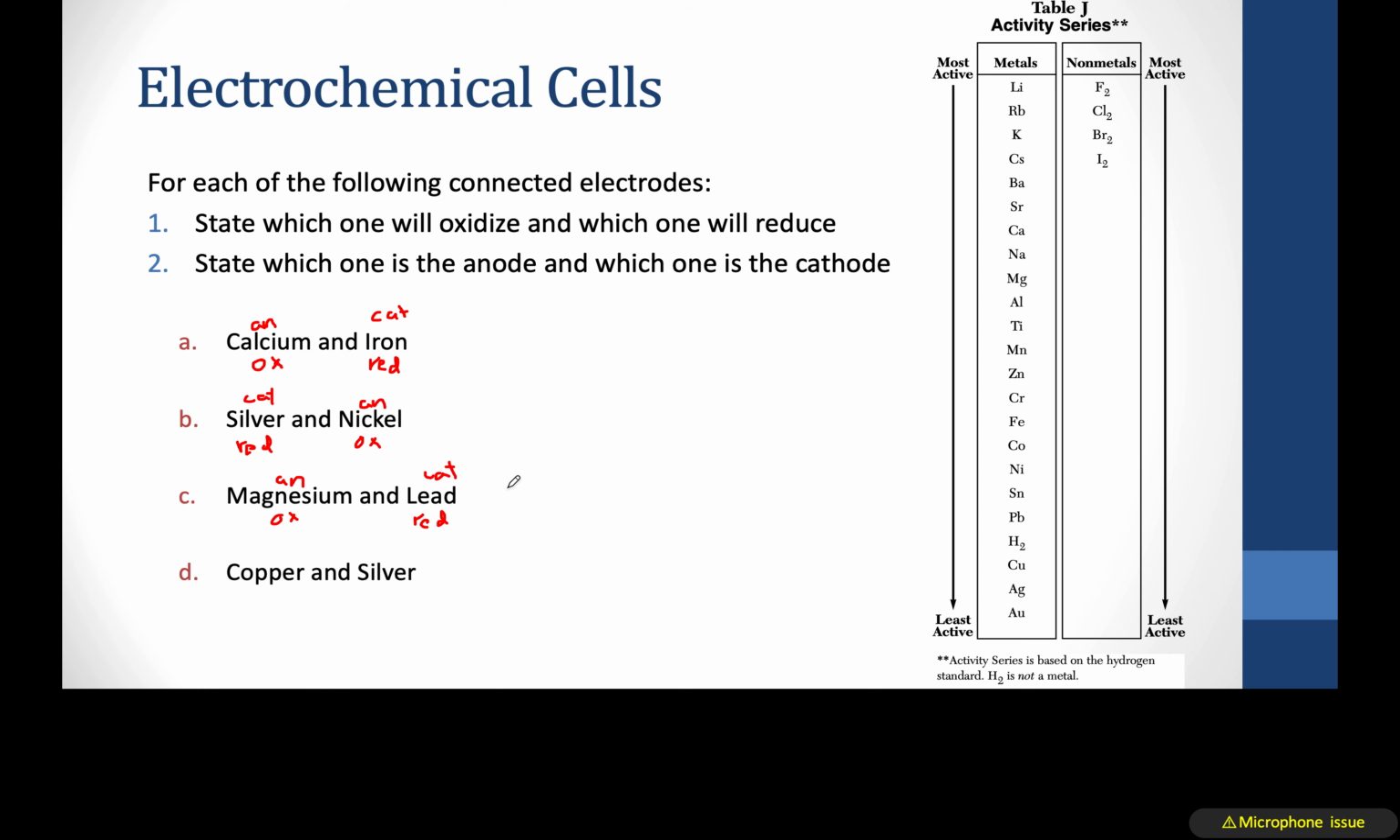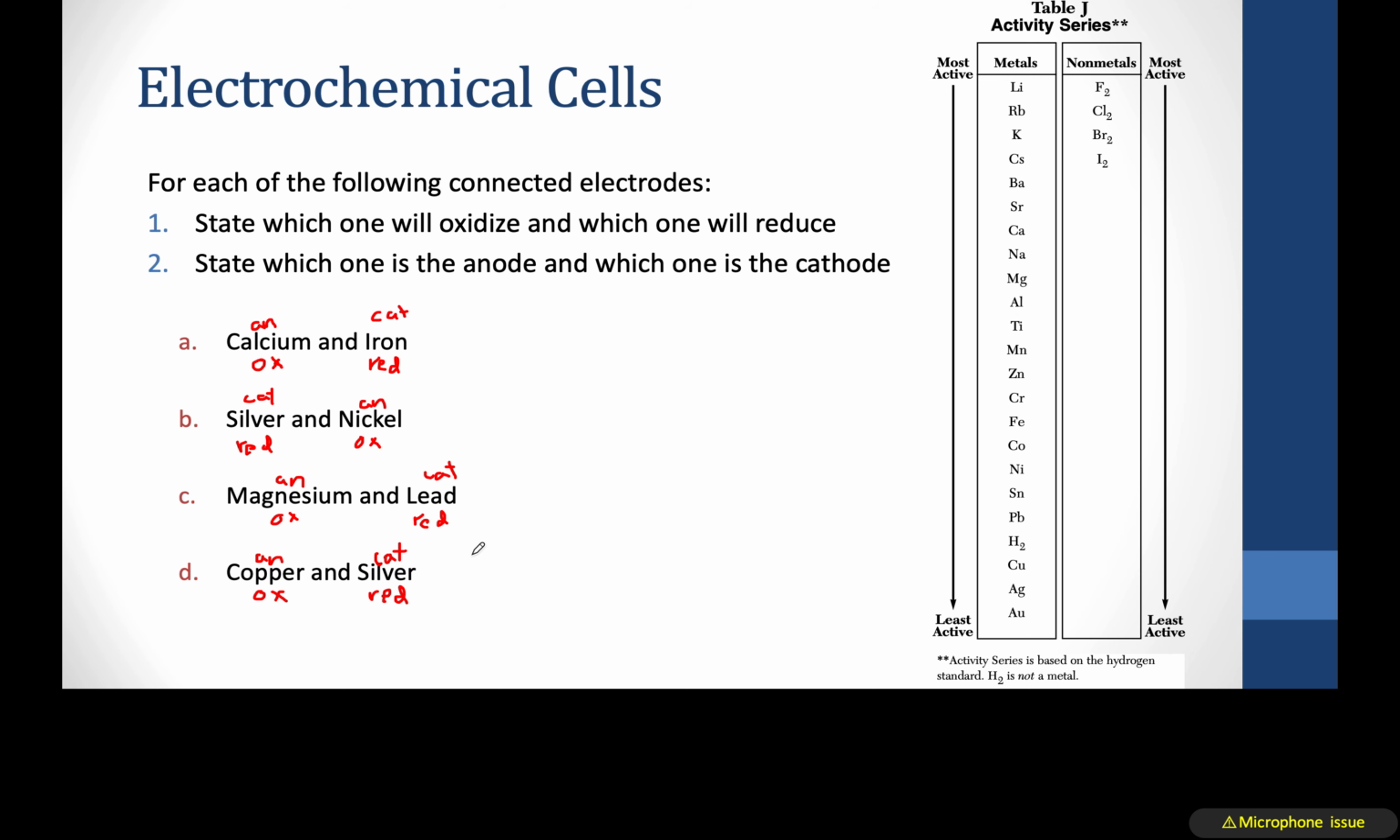Okay, one last example, copper and silver. Copper is Cu, silver is Ag, pretty close, but copper's on top, therefore the copper in this case would get oxidized. And oxidation occurs at the anode. And silver would get reduced. And reduction occurs at the cathode. Okay? Boom. That's not cut, that's cat.